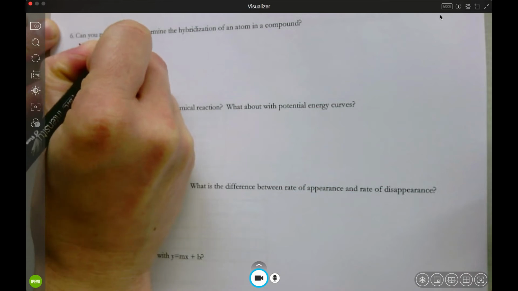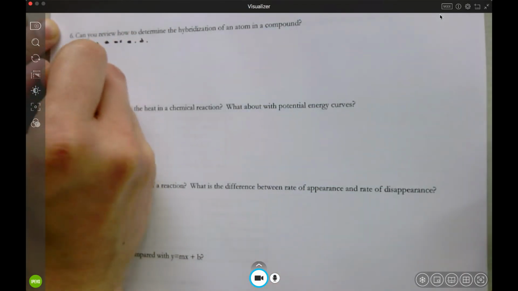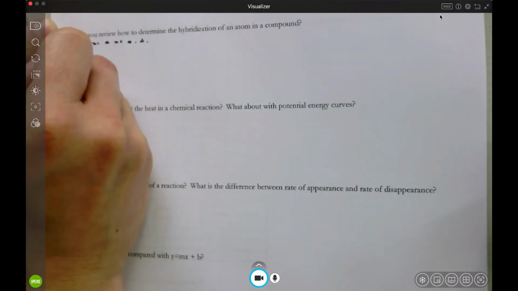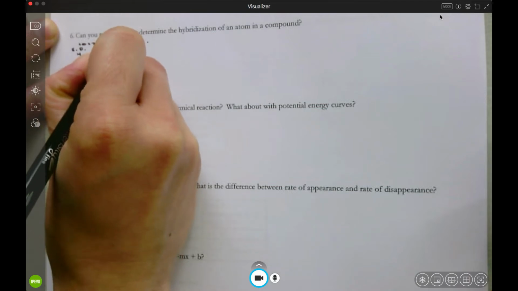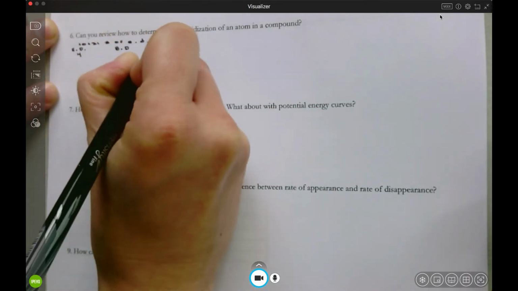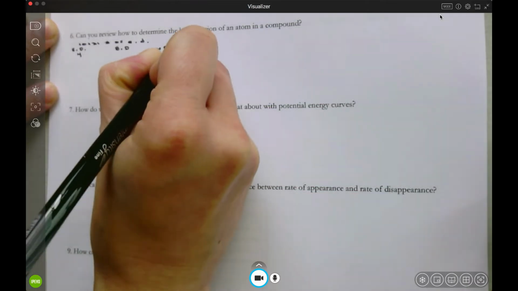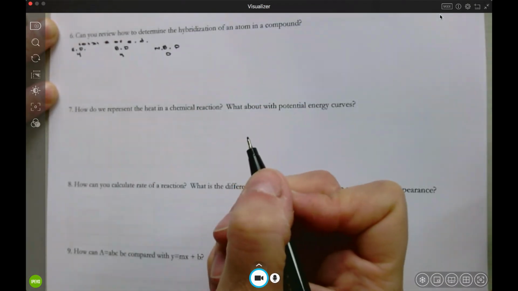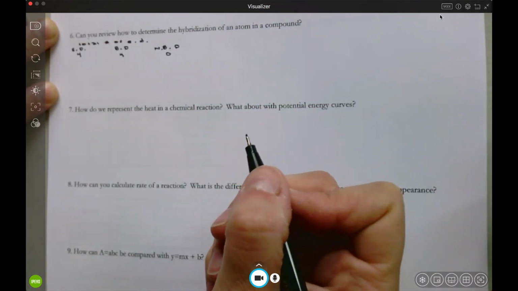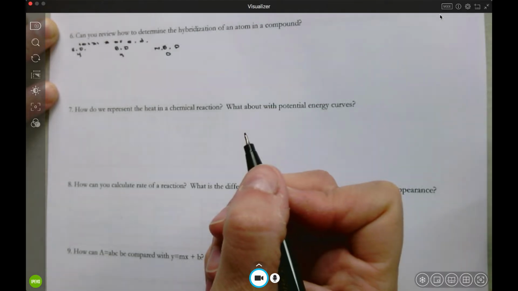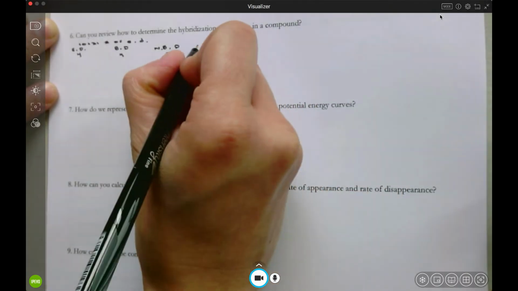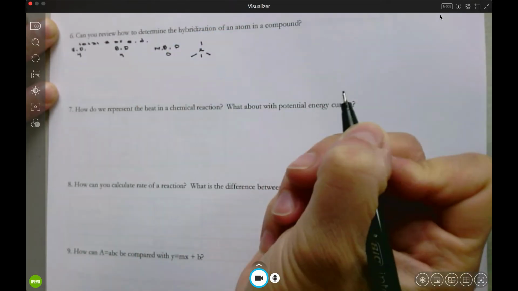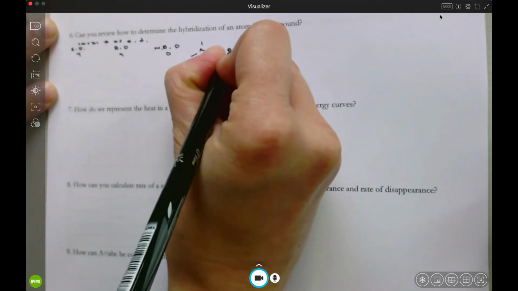For example, if I have something that has a total of 4 electron domains, I'm going to put bonding domains and non-bonding domains. If I have a molecule that has 4 bonding domains and 0 non-bonding domains, its shape is going to be tetrahedral and its electron domain geometry is going to be tetrahedral. For example, I'm just going to draw a generic one, but it could be like CH4 or something like that. This is going to be sp3.